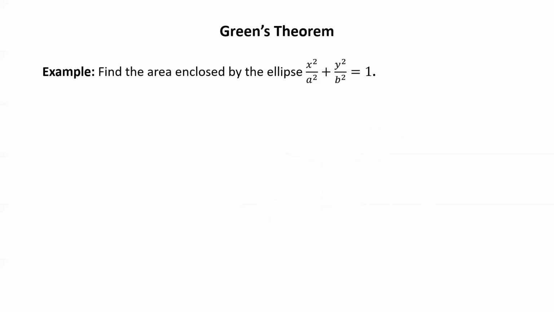Let's try an example. Find the area enclosed by the ellipse x squared over a squared plus y squared over b squared equals 1. As a hint, this one will work out easiest if you use that third area formula, 1/2 the line integral over C of x dy minus y dx. Go ahead and pause the video, try this yourself, then resume the video to check your answer with mine.